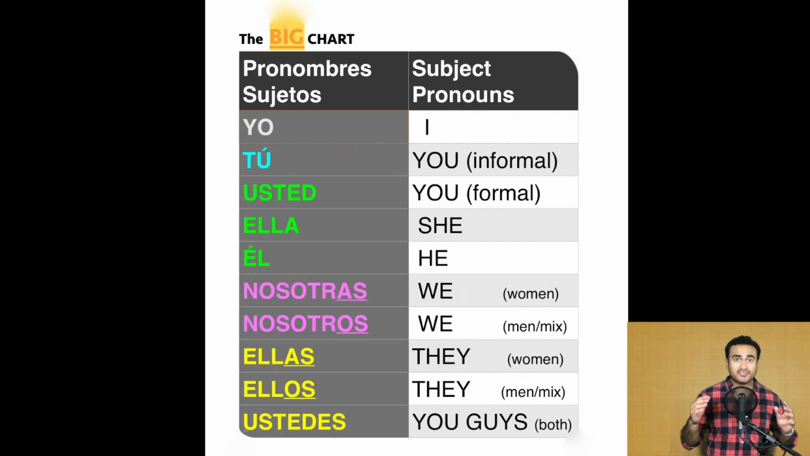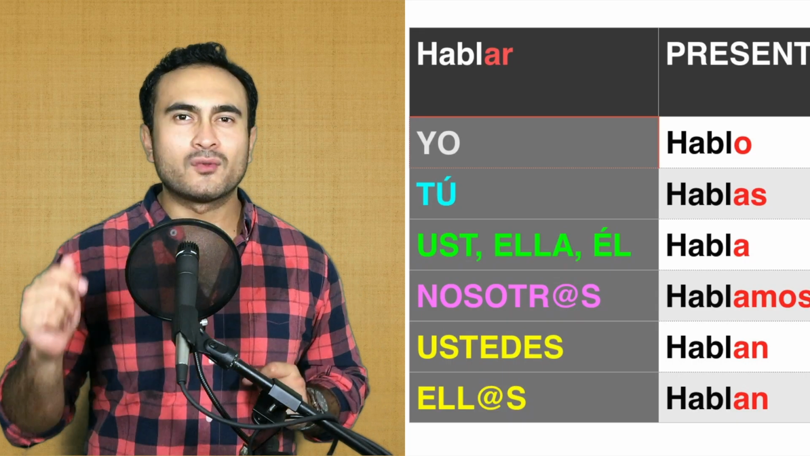As you notice, some of these subject pronouns have the same color. The reason why is because usted, él, and ella are always going to have the same conjugation. Nosotros and nosotras are always going to have the same conjugation. Ellos and ellas are always going to have the same conjugation. I took that big chart and I simplified it, and I used a shorter version of it. So here's an example of what most conjugation charts are going to look like. Let's look at the one for hablar.